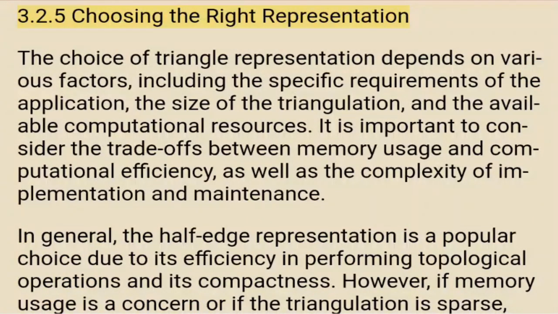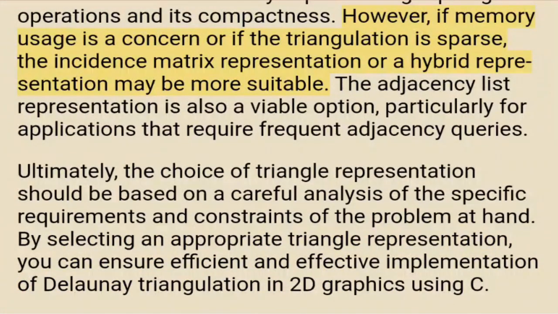3.2.5 Choosing the right representation. The choice of triangle representation depends on various factors, including the specific requirements of the application, the size of the triangulation, and the available computational resources. It is important to consider the trade-offs between memory usage and computational efficiency, as well as the complexity of implementation and maintenance. In general, the half-edge representation is a popular choice due to its efficiency in performing topological operations and its compactness. However, if memory usage is a concern or if the triangulation is sparse, the incidence matrix representation or a hybrid representation may be more suitable.